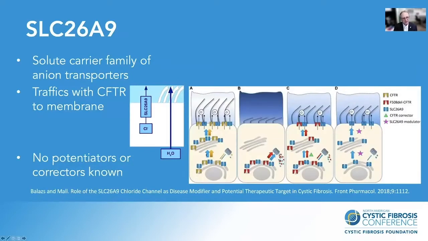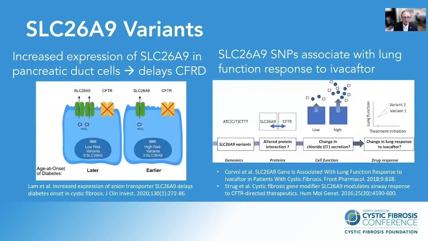The next alternative channel is SLC26A9. This is really part of the solute carrier family of anion transporters. It's mainly transporting chloride. However, the problem with SLC26A9 is that it is trafficked to the apical membrane with CFTR, and there are no known potentiators or correctors. So either it can be improved in function with CFTR correctors, or we will have to find new correctors for SLC26A9 in particular.